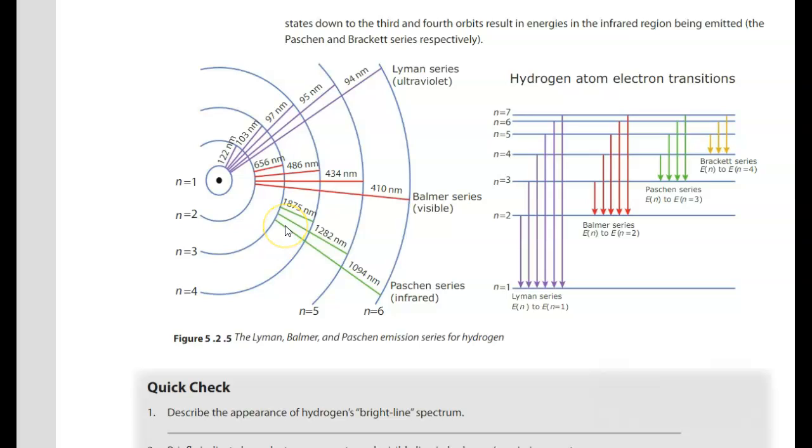Finally, any drop to 3 emits so little energy that it is also outside the visible spectrum and is in the infrared spectrum. So any drop to 3 emits infrared, and in fact any drop to 4 or 5 also emits infrared. So that's a little bit about the options for energy transitions in a hydrogen atom and the colors of light or the types of light that are emitted in those different transitions.